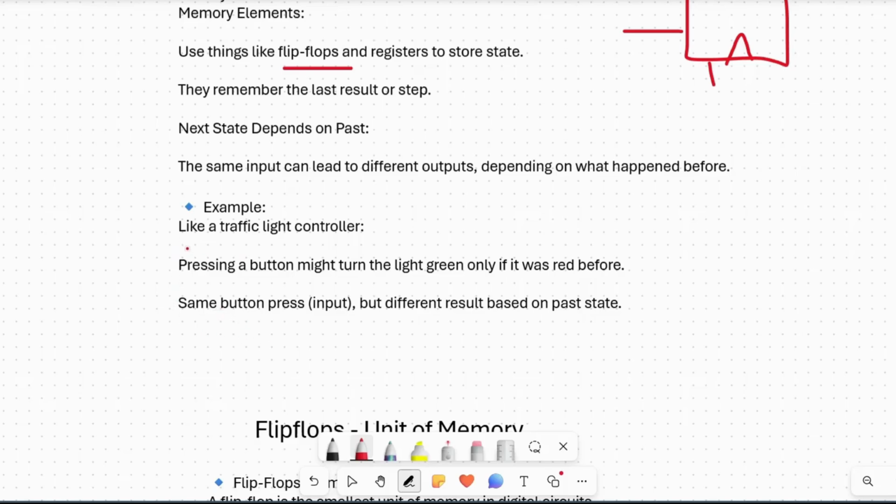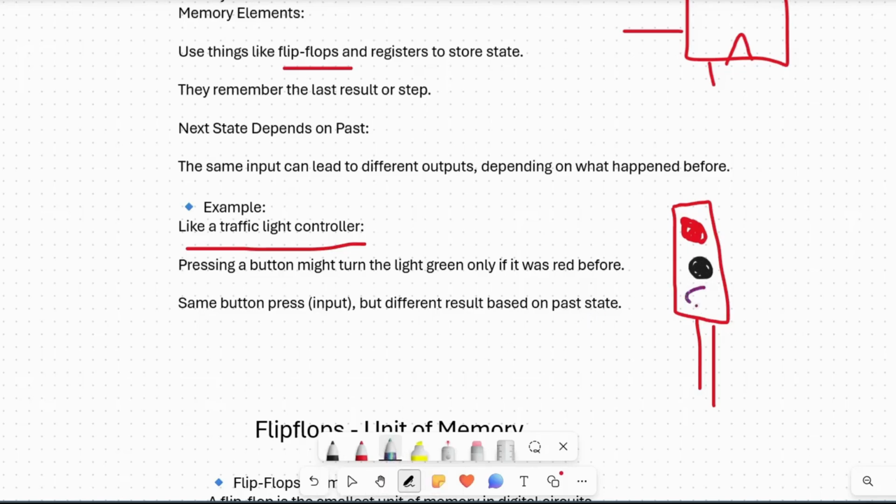Like a traffic light controller. You know the traffic light controller, I think you all definitely know traffic light, how it works. Let's say red color, then black color, then we don't have green color, so we use this. So this looks like a traffic light.